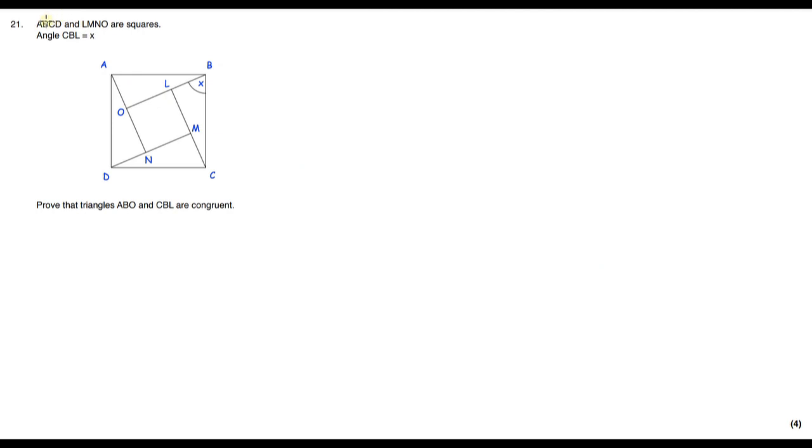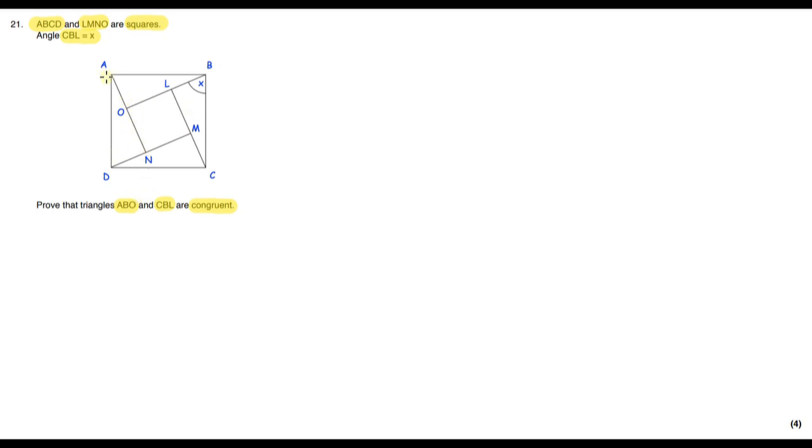Question 21. ABCD and LMNO are squares. Angle CBL is equal to x. We need to prove that triangles ABO and CBL are congruent. The word congruent just means that all side lengths and all angles are exactly the same. So if we put one triangle on top of the other, they would be identical. Obviously the orientation doesn't matter. We could turn it around, but once we've got them in the right orientation, they would sit directly on top of each other.